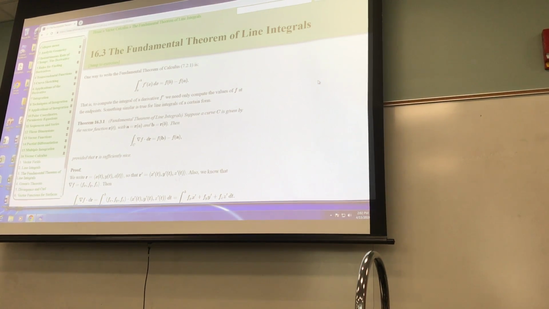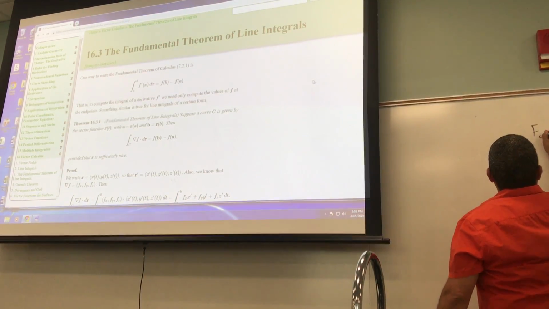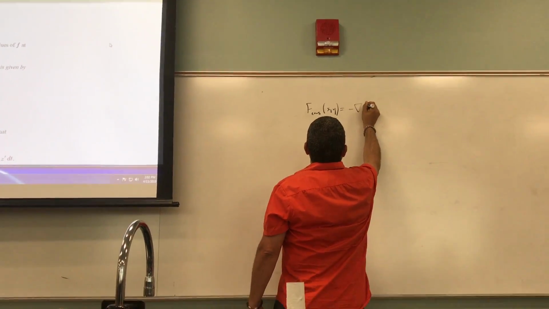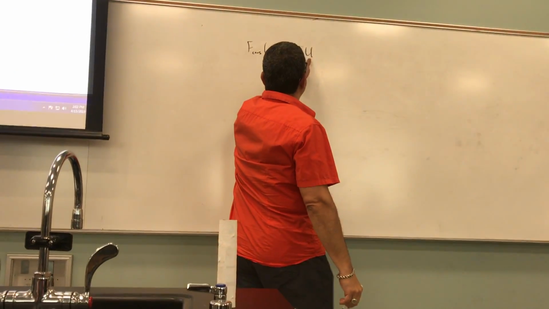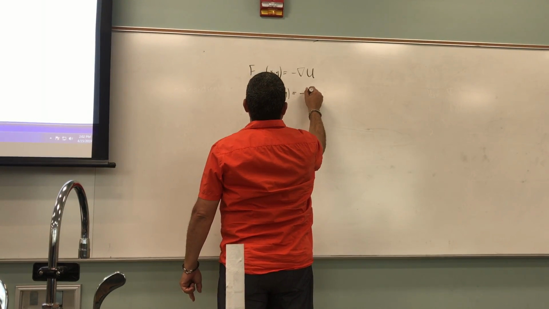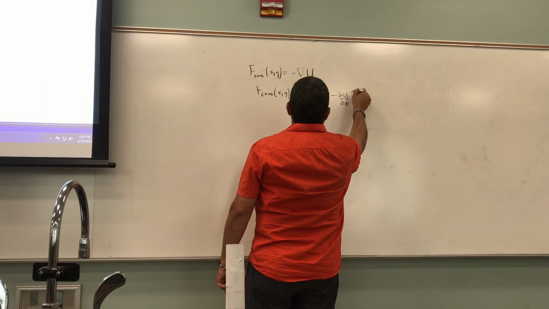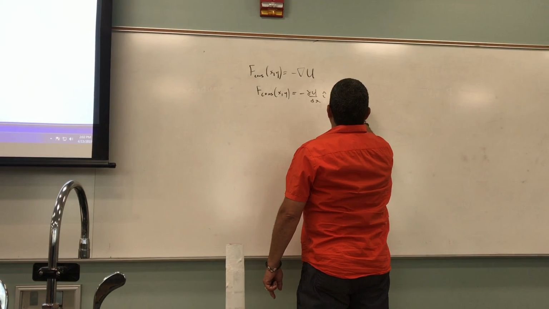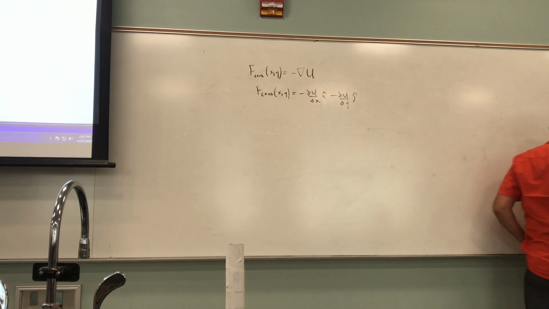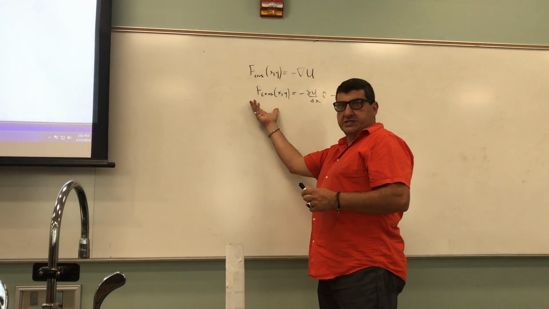Conservative forces are forces whose total work done is 0, and the conservative force, F conservative of x, y, can be written as negative the gradient of a potential energy, which has units of joules. So F conservative is negative partial U partial x i hat, negative partial U partial y j hat, negative partial U partial z k hat. And that potential energy is the energy that you can store in that force.